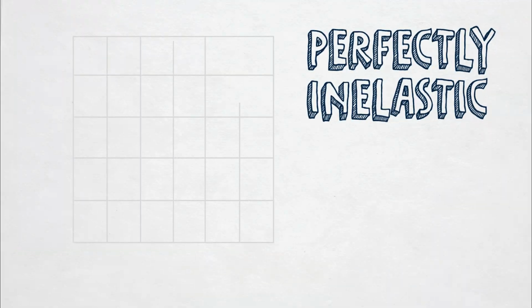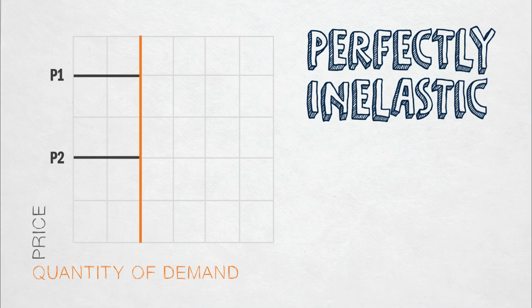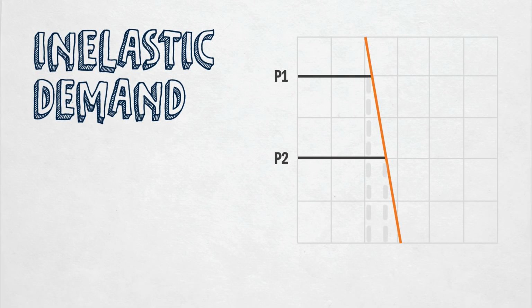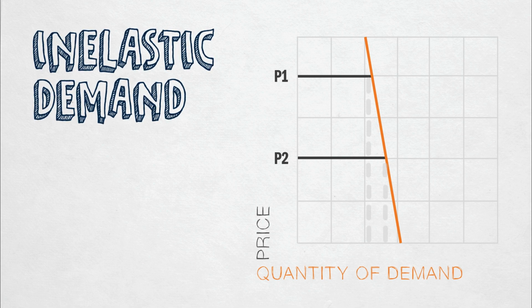Number 1, goods that are perfectly inelastic have a quantity demanded that is not affected by changes in price, such as a life-saving medicine. You would pay any price for that. Number 2, goods that are inelastic have a quantity demanded that is not very sensitive to changes in price, such as utilities or iPhones. Apple raises prices and doesn't lose many customers.